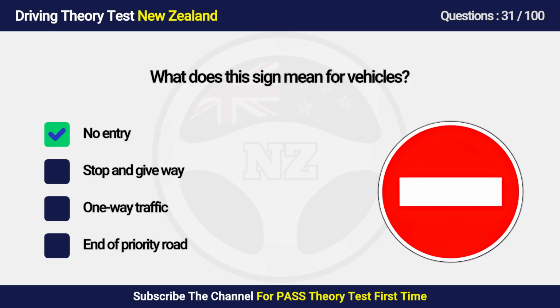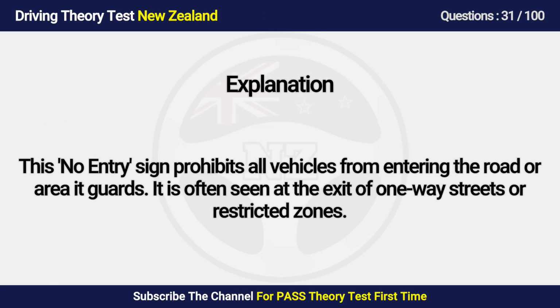Answer is A. No entry. This no entry sign prohibits all vehicles from entering the road or area it guards. It is often seen at the exit of one-way streets or restricted zones.